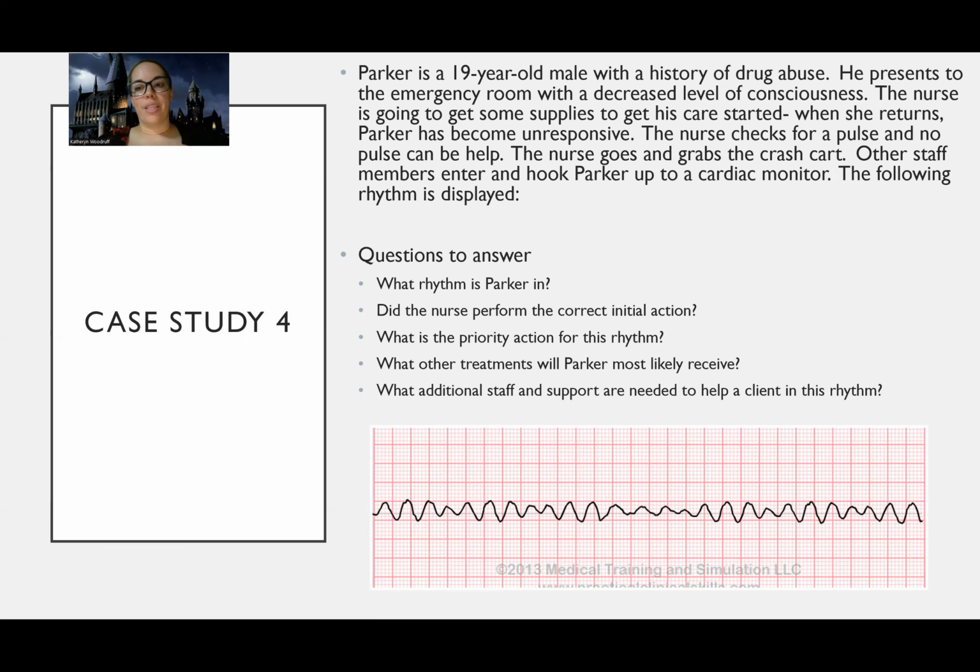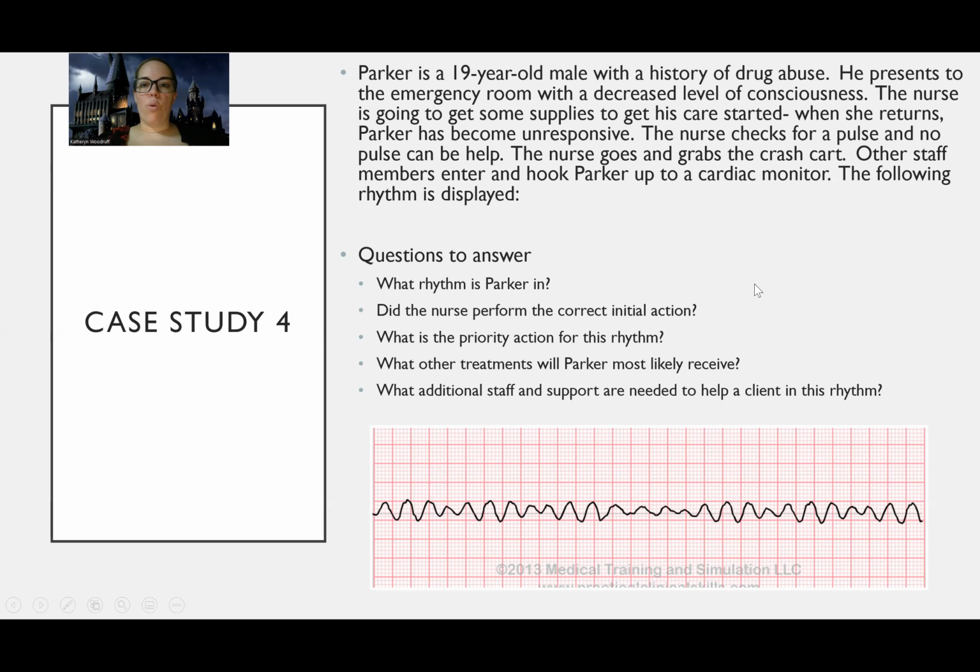So anyway, let's look at this rhythm with Parker. He lost his consciousness. We've got this wide rhythm. I can't even measure it. It is irregular. I don't see any P waves, wide QRS, undiscernible. So it's not regular. If I am not regular and I've got a wide, fast rhythm, I am V-fib.